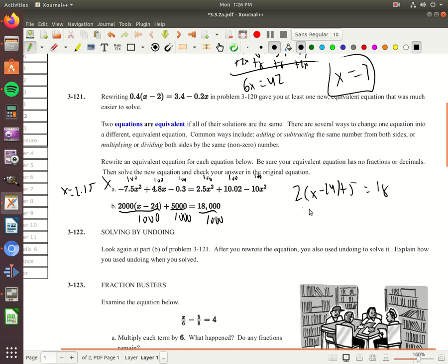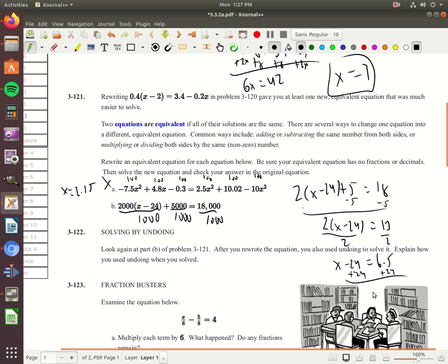So I can subtract 5 from each side. I'm going to get 2 parentheses x minus 24 is equal to 13. I'll divide by 2. So I'll get x minus 24 is equal to 6.5. I guess I don't really need this here. I'll add 24 to each side.